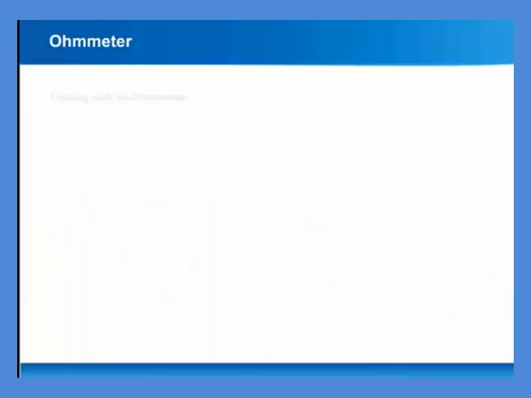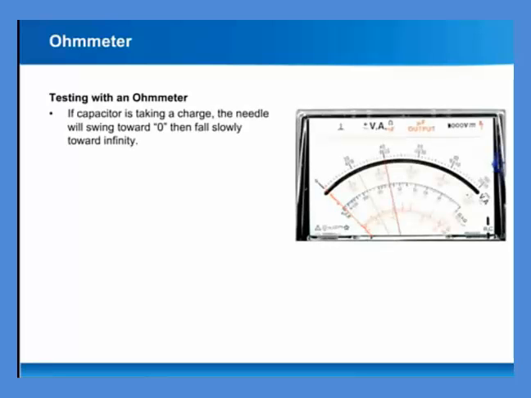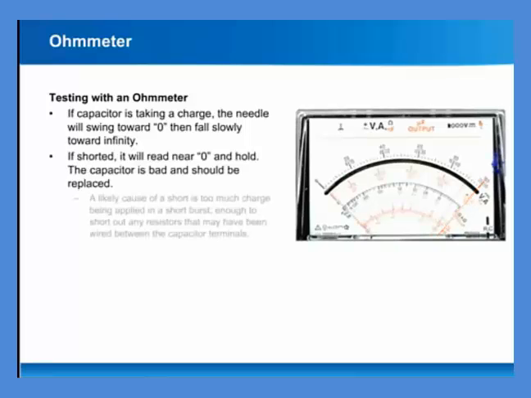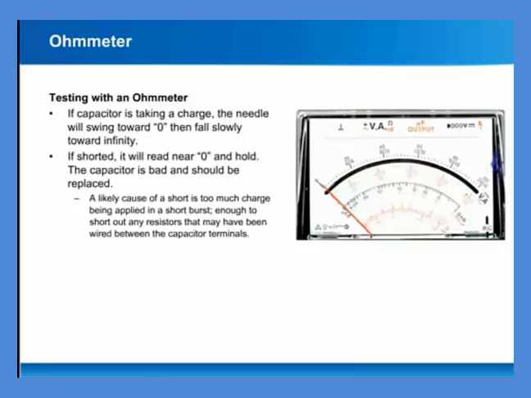An ohm meter can indicate that a capacitor is taking a charge, but not if it is holding its rated charge. An advantage of an ohm meter is that it can tell you if a bad capacitor is shorted or if it is open, giving you some idea of what might have caused it to fail. If a capacitor is taking a charge, the needle will swing toward 0, then fall slowly toward infinity. If shorted, it will read near 0 and hold there. The capacitor is bad and should be replaced.